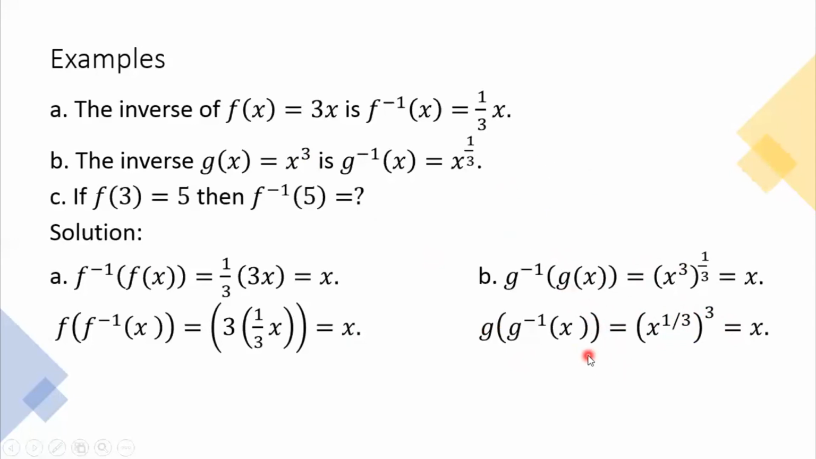So letter C. If f of 3 is equal to 5, then f inverse of 5 is equal to what? It is equal to 3. Okay? So that is how we satisfy and how we show that the two functions are inverse of each other.